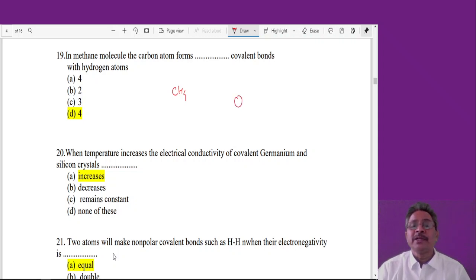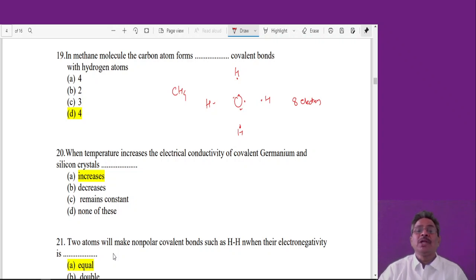So there is one carbon atom at the center, and 4 hydrogen atoms are connected to it outside. Now there are 4 electrons in the carbon, and 1 electron in each hydrogen. When these electrons are shared in the last orbit, it becomes 8 electrons in the last orbit, 4 from hydrogen and 4 from carbon, and therefore covalent bonding forms, strong bonds are formed, and the formation of CH4 is possible.